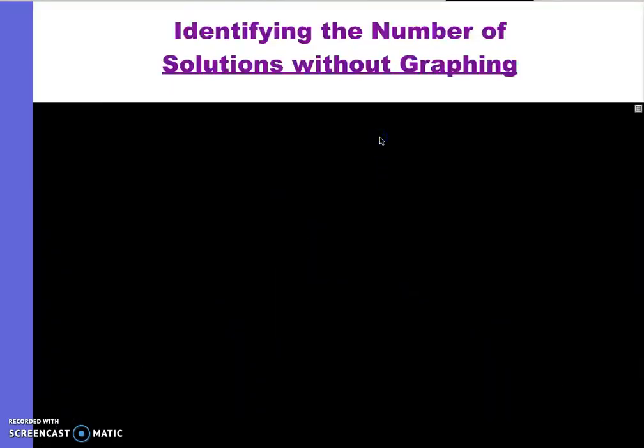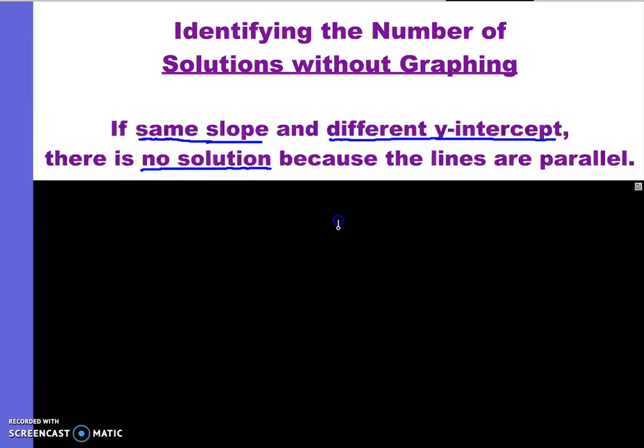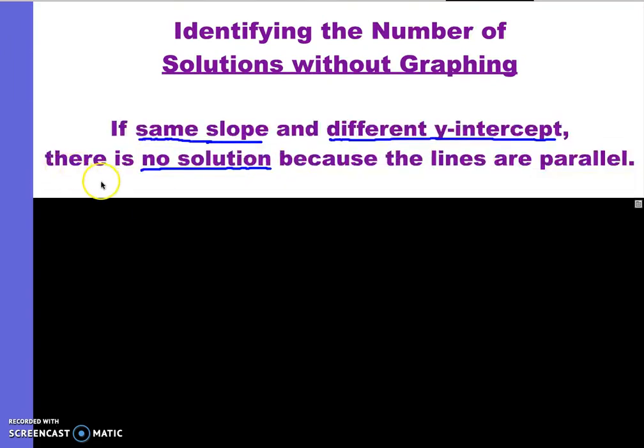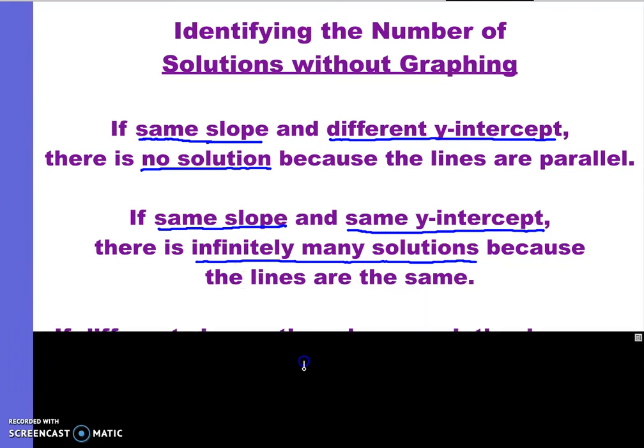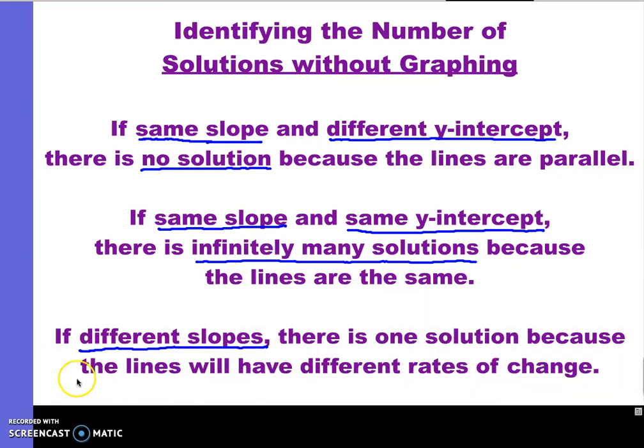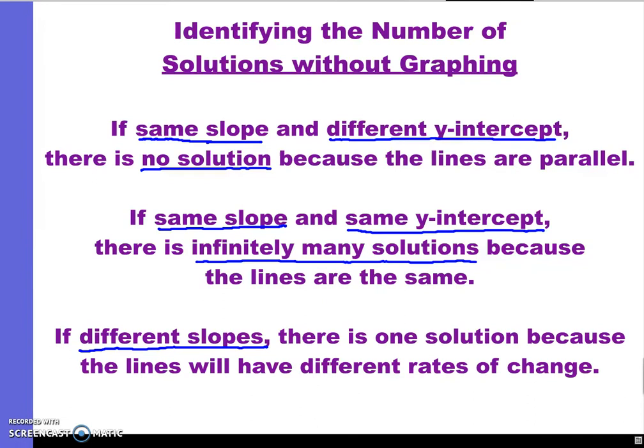Alright, so our next notes are identifying the number of solutions without graphing. Again, I'm going over the same thing I just went over. If same slope and different y-intercepts, there is going to be no solution because the lines are parallel. If it has the same slope and the same y-intercept, there are infinitely many solutions because the lines are going to be the same. If different slopes, there is one solution because the lines will have different rates of change. They will have to intersect at some point.